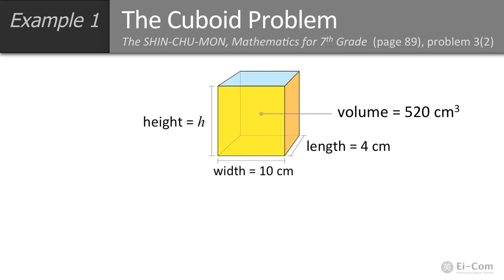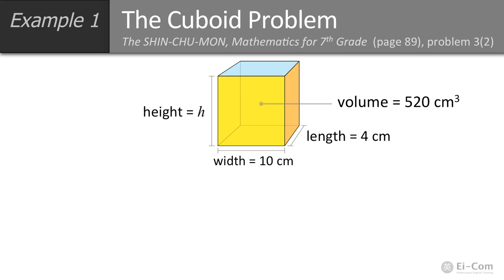As you know, the general equation for the volume of a cuboid is volume equals length times width times height. In this case, since we know the values for length, width, and volume, we can substitute those into the equation. Also, we can substitute h for the height, since that is the unknown we would like to solve for. This gives us 4 centimeters times 10 centimeters times h equals 520 cubic centimeters.